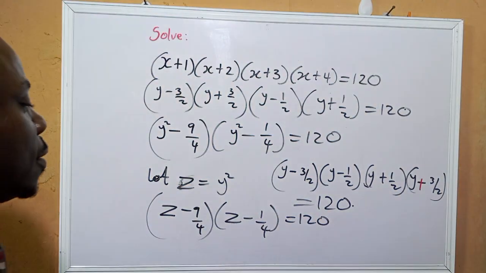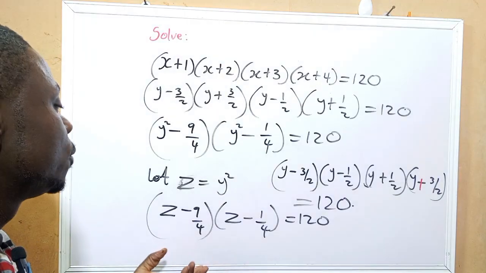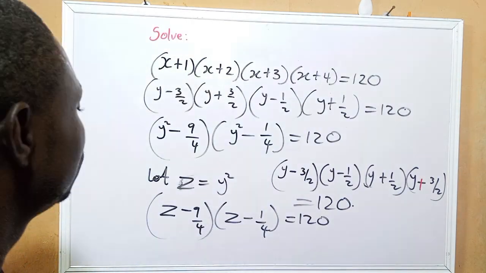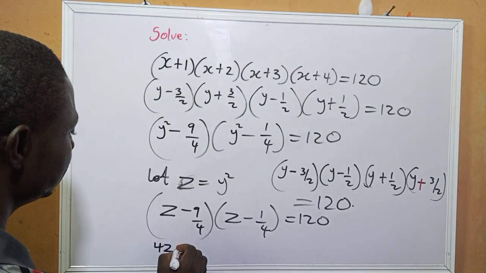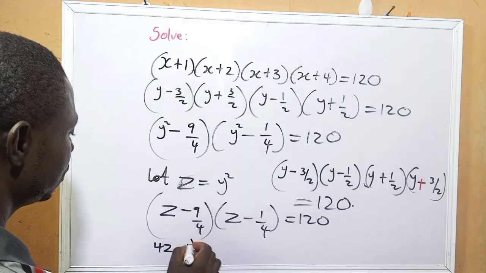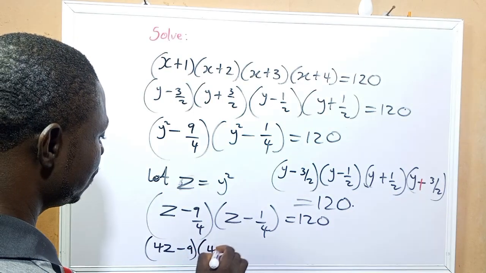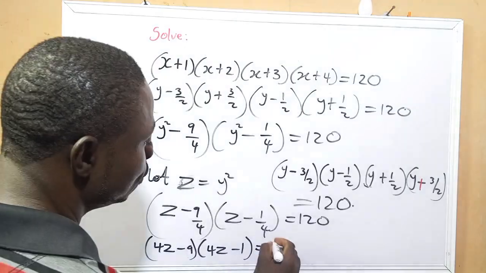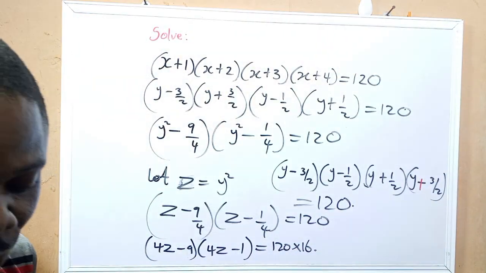Now this leads to what? An algebraic fraction. So in order for us to make it linear, we multiply both sides by what? 16. When you multiply both sides by 16, you have 4z minus 9 into bracket 4z minus 1 all is equal to what? 120 times 16. That's what we shall have. Let's proceed.